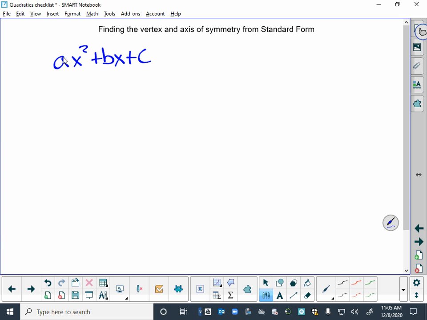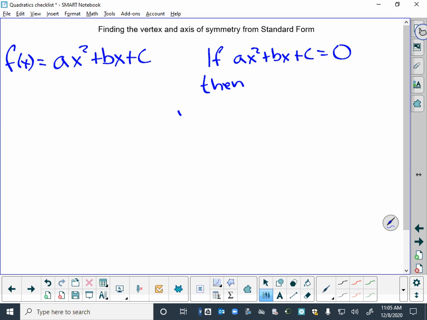And what we know from the standard form is that if we were looking for the x-intercepts, so if we were looking for ax squared plus bx plus c equals 0, then the quadratic formula would tell us that those x-intercepts are at the opposite of b plus or minus the square root of b squared minus 4ac all over 2a.